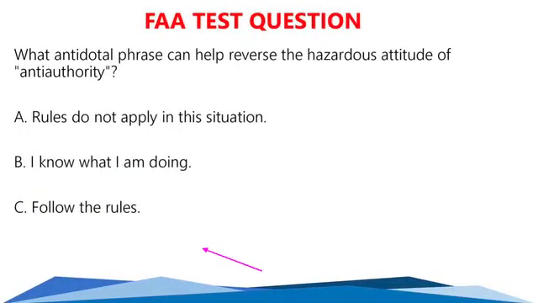So with that, what I'd like to do is ask a couple of FAA test questions. The first one is going to be talking about what will reverse. Let me pull it up here so I can actually talk about it. All right, what is the antidotal phrase that can help reverse the hazardous attitude of anti-authority? Is it A, rules do not apply in this situation, B, I know what I'm doing, or C, follow the rules?